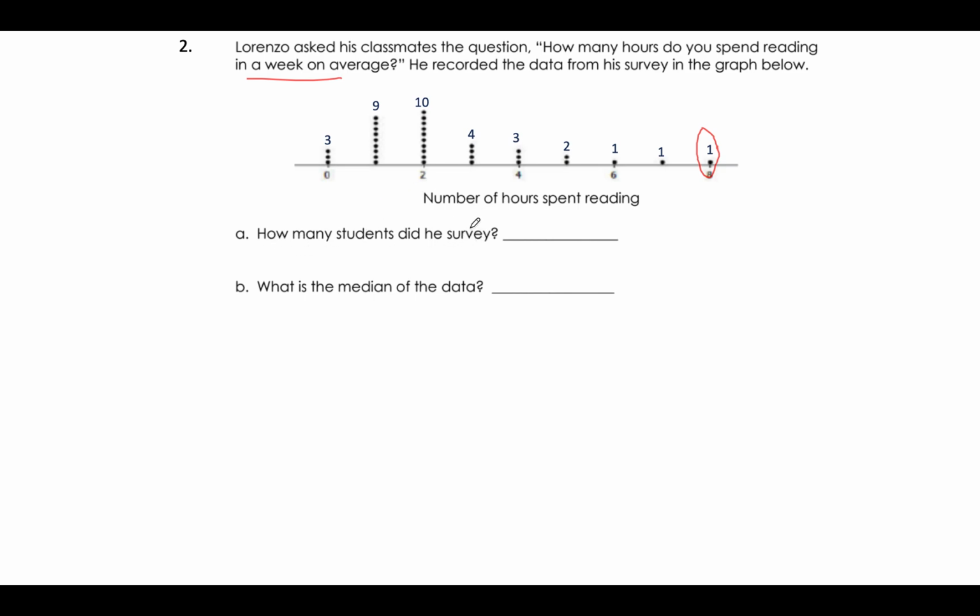So, how many students did he survey? These weren't in there originally. I just added them because it's a little bit hard to see. I know we're working on a computer. So, we had 3 people read for 0 hours. That's disappointing. 9 people read for 1 hour. 10 people read for 2 hours.